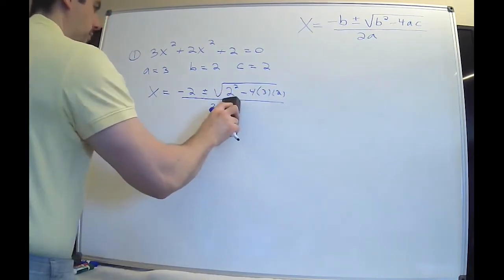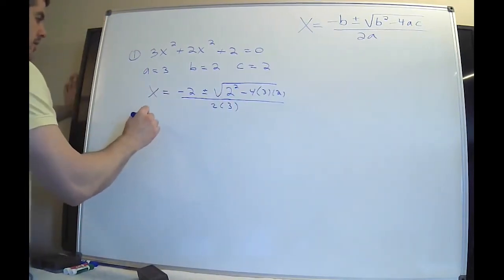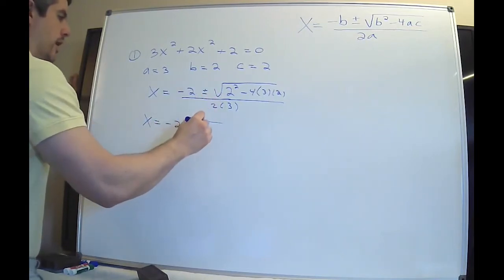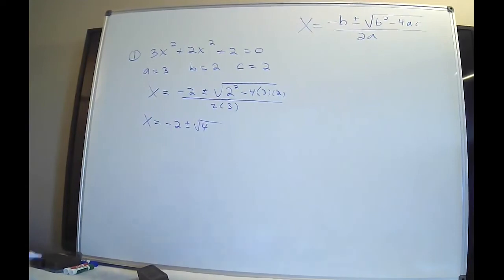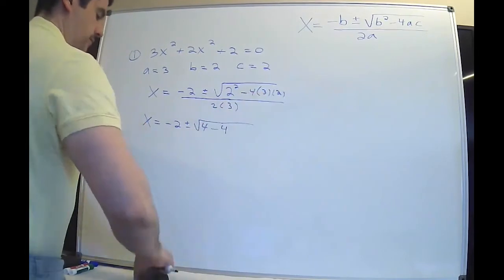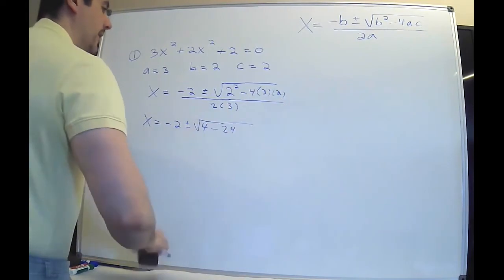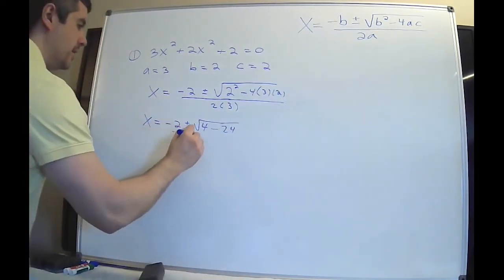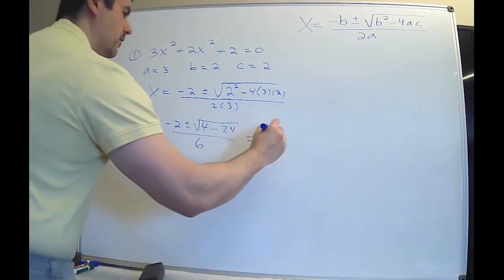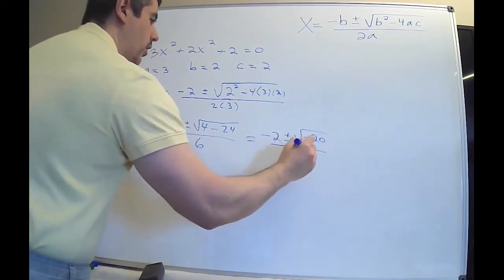A is 3. Whoops, it helps if I put the right number there. There we go. So on top, negative 2 plus and minus. Now you have to do 2 squared, which is 4, and then minus 4 times 3 times 2 is 24. And then on the bottom, you have a 6. So inside, you're going to have negative 20. So you have negative 2 plus minus radical negative 20 all over 6.